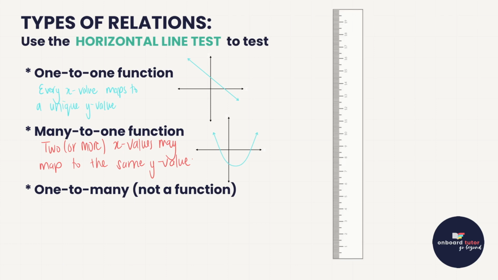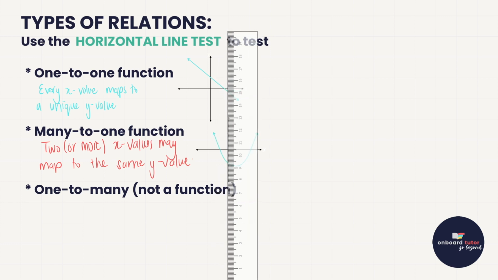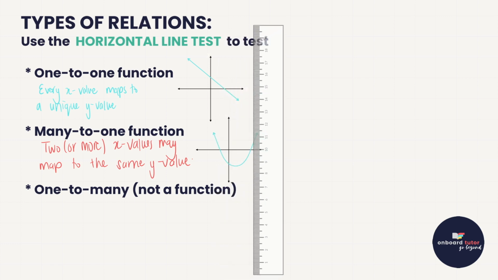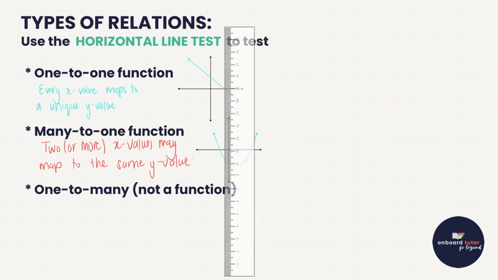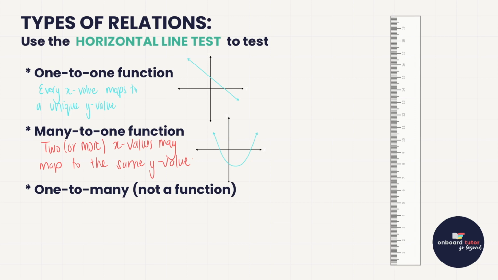Okay, so the function test is the vertical line. So what we can do is just double check, and you'll see it needs to pass the vertical line, and it does. It's not cutting the vertical ruler more than once. It was only the horizontal ruler. And so it is definitely a function, but this is a many-to-one function. Many x values mapping to one y value.